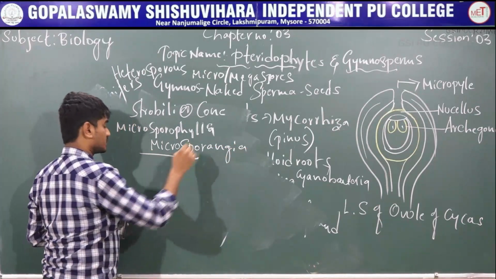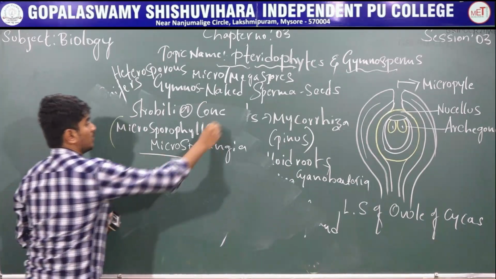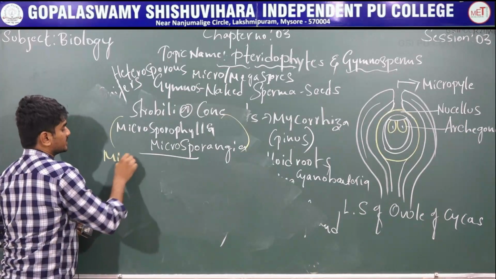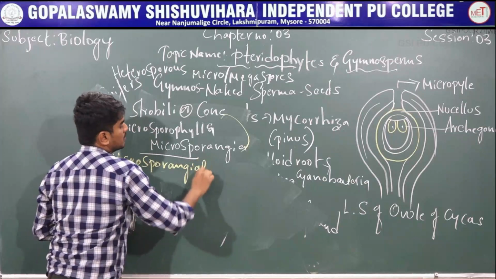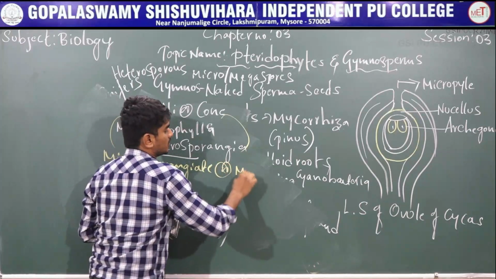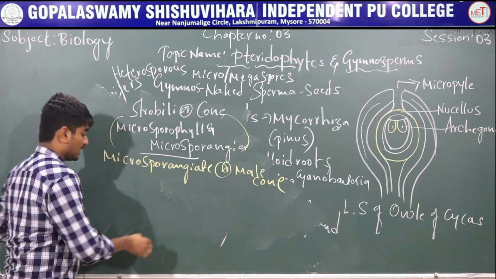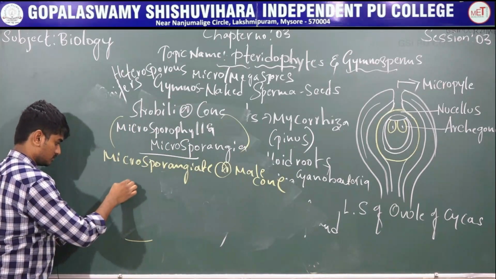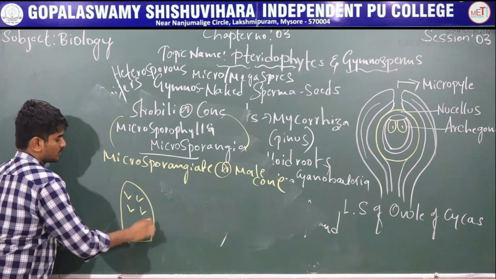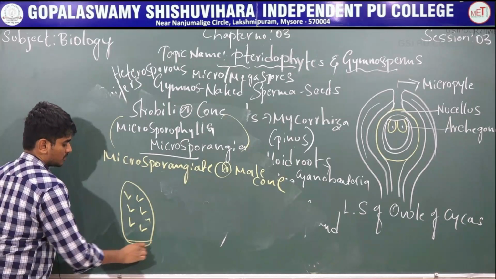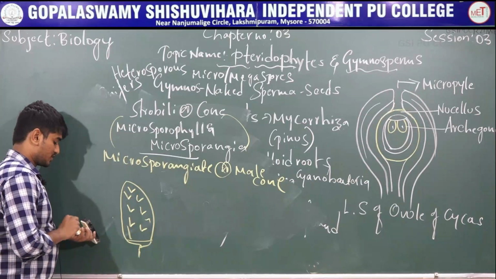So this is called microsporangiate, or it's also called male cone. See, I will draw the male cone. See, this is the male cone, which means microsporangiate.